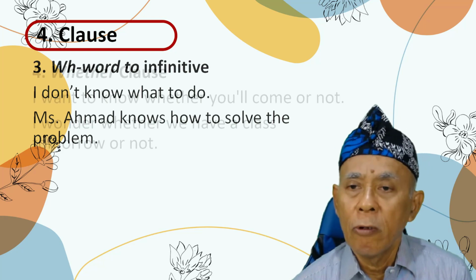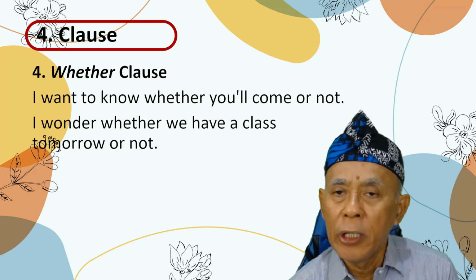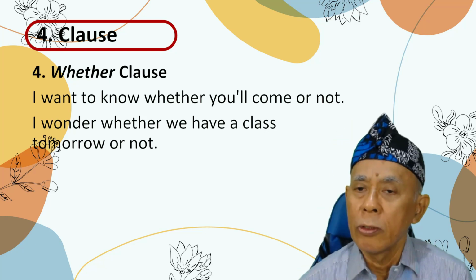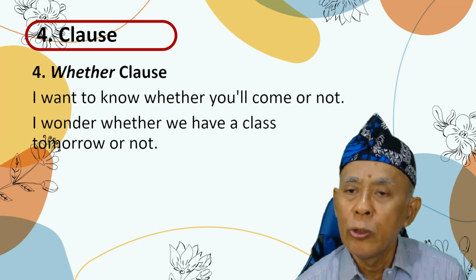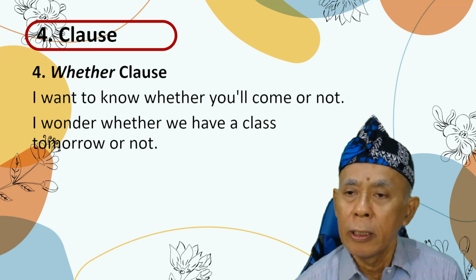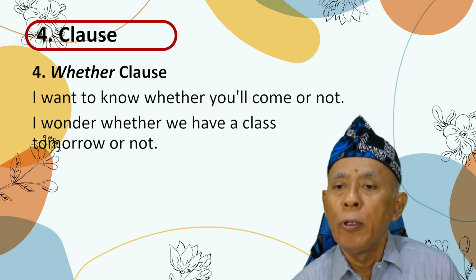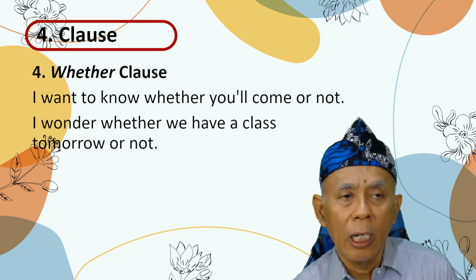The last type of clause which can become an object in a sentence is a whether clause. Here we have, I want to know whether you'll come or not. The object of the verb know here is whether you'll come or not.